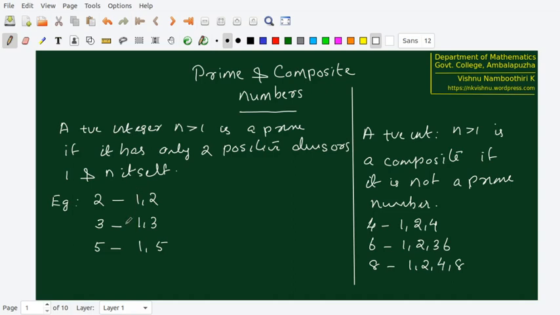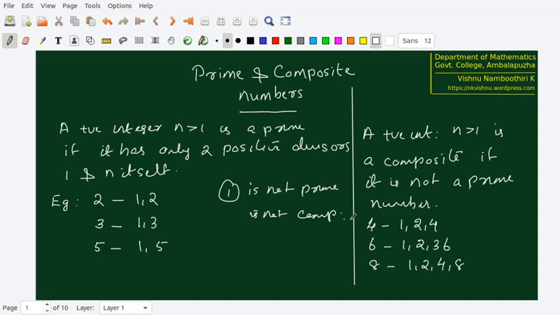So we have 2, 3, 5, 7, etc. They are all primes. 4, 6, 8, etc. are all composite numbers. But what about 1? 1 is not a prime. 1 is not a composite. So 1 does not enjoy the property of being a prime or being a composite. 1 is just 1. Therefore, we categorize the set of all positive integers into three.